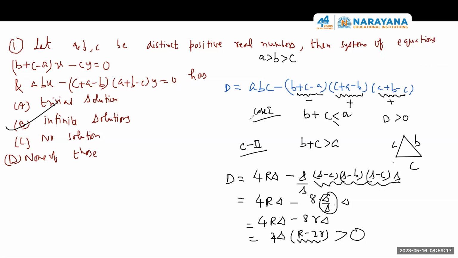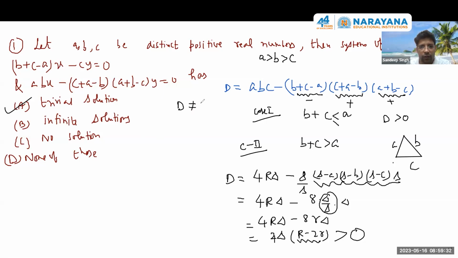Okay. If delta is greater than 0, it will be trivial. Just a bit, not infinite. D is not equal to 0, trivial solution. So for trivial, basically it is a unique solution, D not equal to 0. And for D equal to 0, what do you say? This possesses infinitely many solutions.